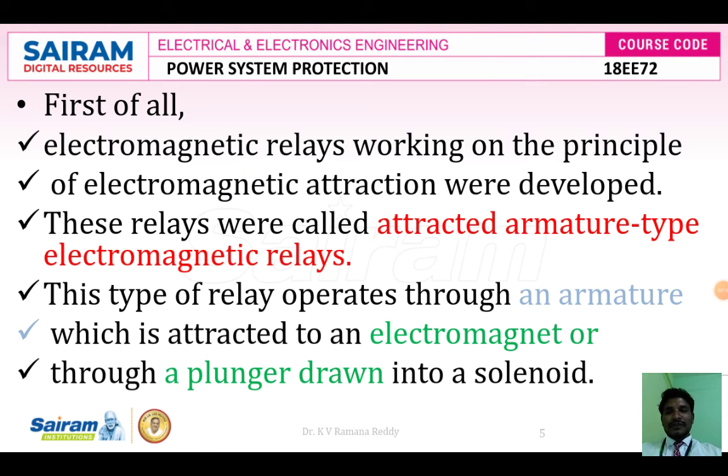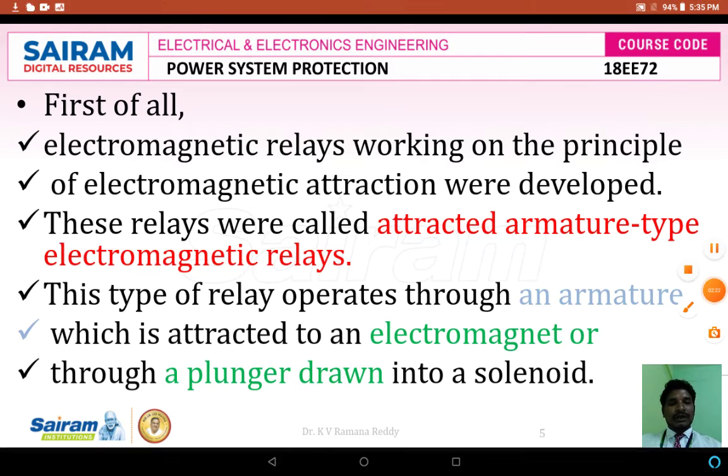First of all, electromagnetic relays work on the principle of electromagnetic attraction, which were developed first. These relays were called attracted armature type electromagnetic relays. This type of relay operates through an armature which is attracted to an electromagnet or through a plunger drawn into a solenoid. So a solenoid can act as an electromagnetic relay whenever we give the supply.